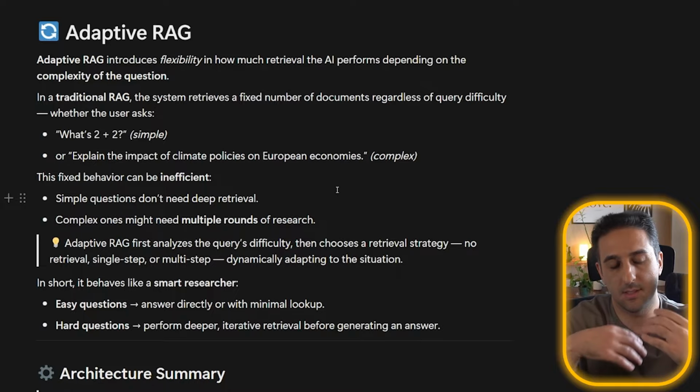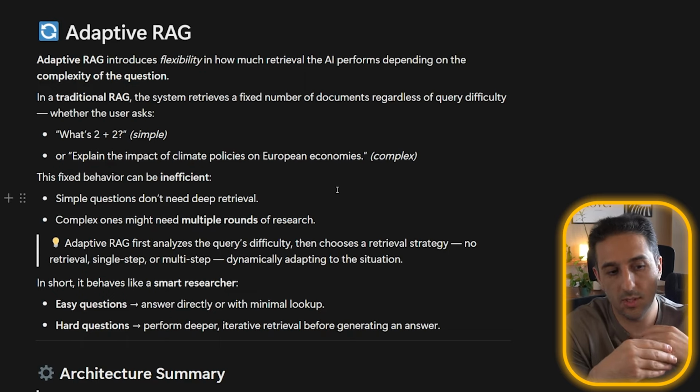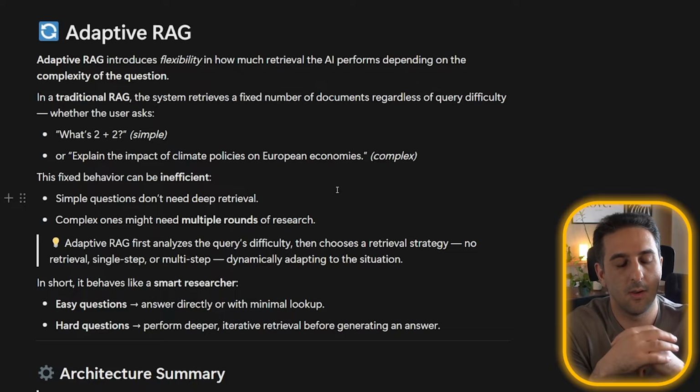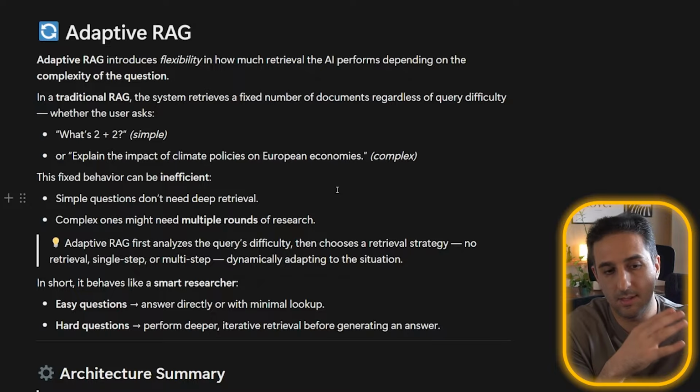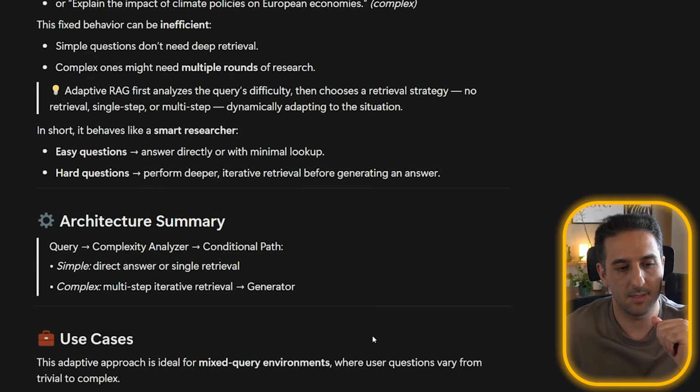Adaptive RAG first analyzes the query's difficulty, then chooses a retrieval strategy. So in our system, we have 3 different strategies. First, no retrieval, so the model uses its own knowledge. Then single-step retrieval, just like what we did for our standard RAG and RAG with memory, or multi-step retrievals. And our system dynamically adapts to the situation. In short, it behaves like a smart researcher. Easy questions are answered directly or with minimal lookup. Hard questions perform deeper iterative retrieval before generating an answer.